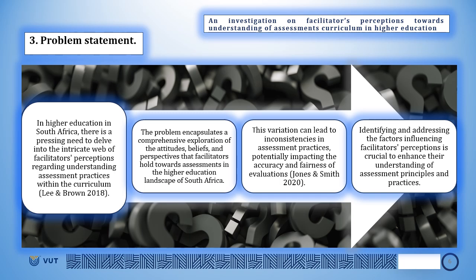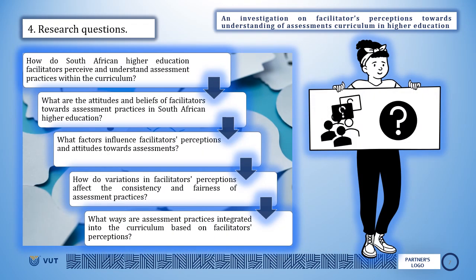And then we deal with the research questions. The primary research question is how do South African higher education facilitators perceive and understand assessment practices within the curriculum. The secondary research questions are: the first is perception and attitude. The second one is influencing factors. The third one is consistency and practices. The fourth one is impact on curriculum. The fifth one being improvement strategies.